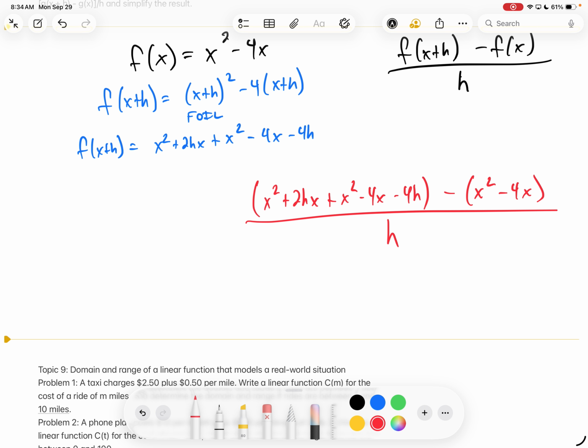Yes? Is that second x squared supposed to be h squared? Or is it just x squared? It is supposed to be h squared. That one right there is supposed to be h squared. Thank you.